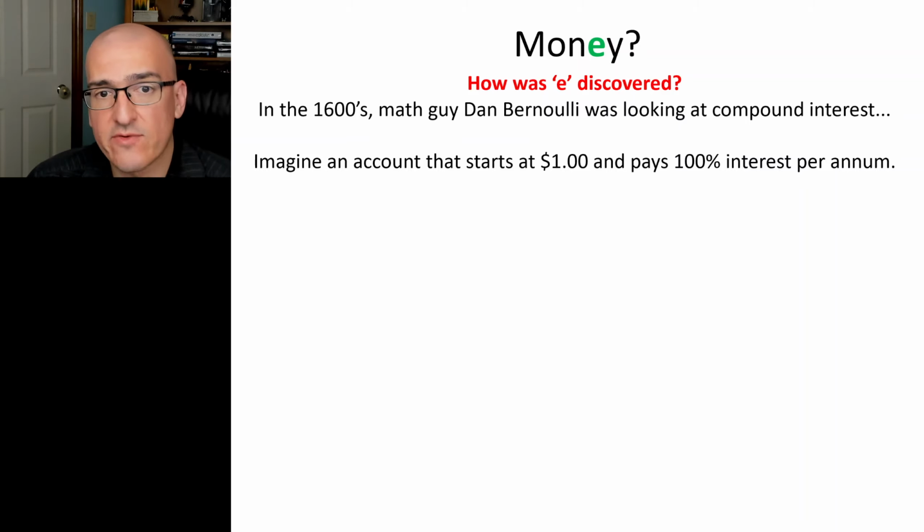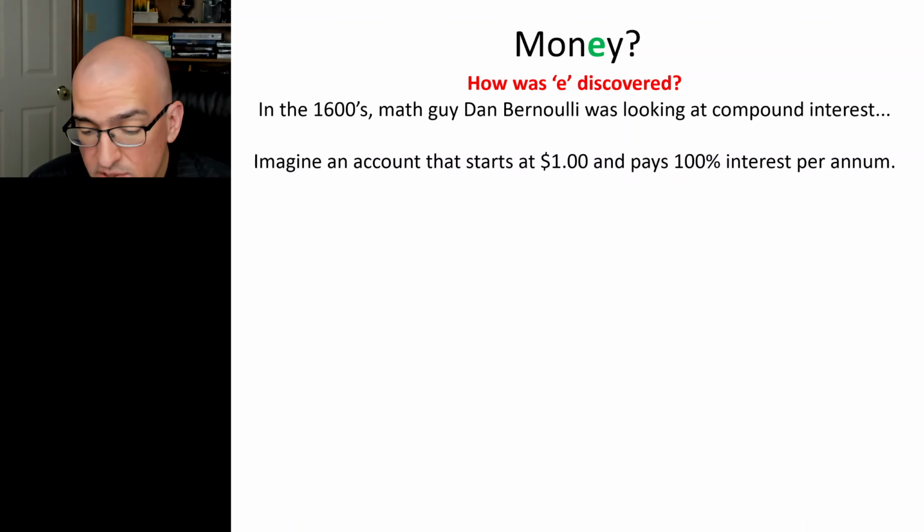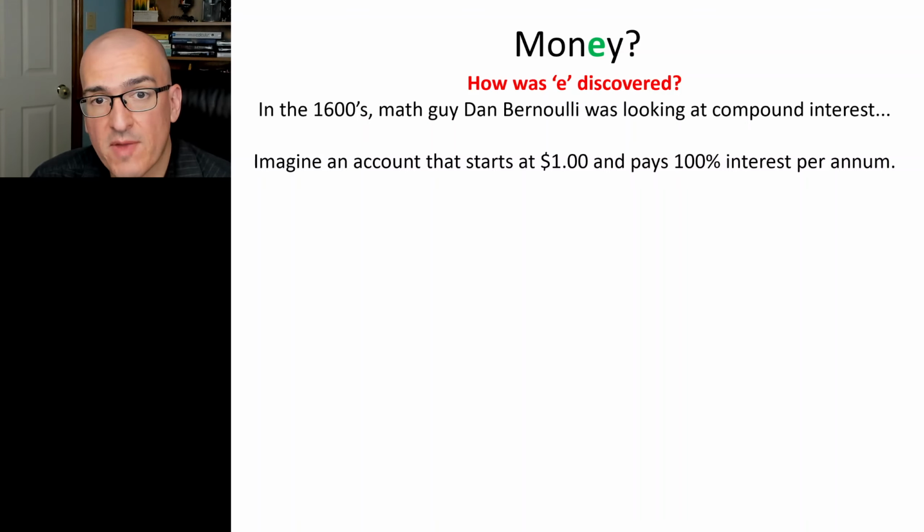E was discovered by someone who was trying to understand compound interest. It was discovered by someone who was doing economics or finance. So this was a few hundred years ago in the 1600s. One of the Bernoulli brothers, there's several math geeks in this family, and econ geeks, and physics geeks too, full of geeks.